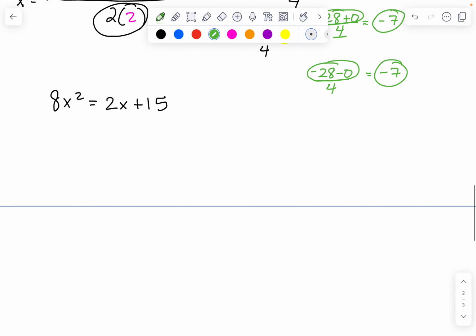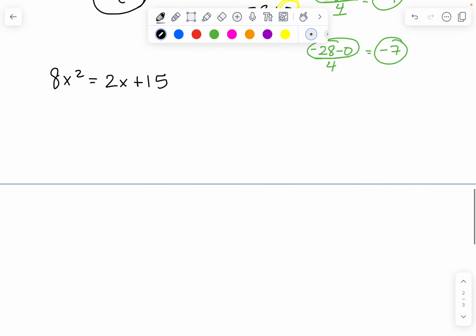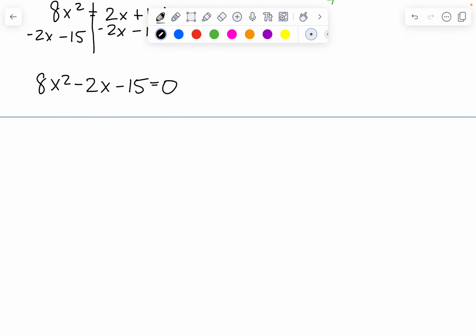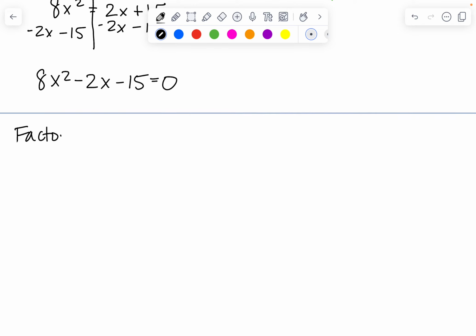All right, I think I can get this one done. I'm going to do this one two ways, with the quadratic formula and with factoring. So the first thing I need to do is get it equal to 0. So I'm going to move the 2x and the 15 over. So I get 8x squared minus 2x minus 15 equals 0. First thing I'm going to do is solve it by factoring, just so you have an example of this if you want to watch it.